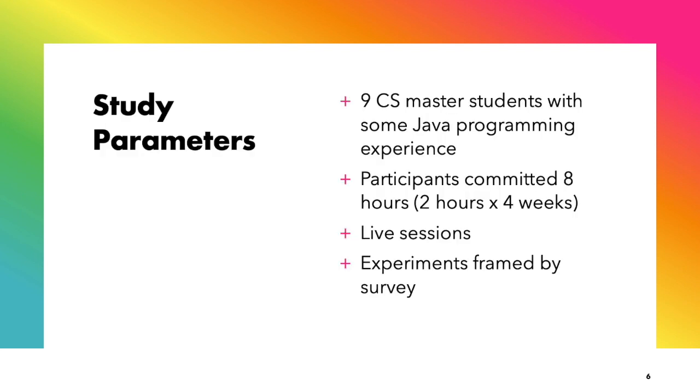For our study, we had 9 computer science master students with some Java programming experience, which meant at least 1 year of Java programming experience in academic or industrial settings. Each participant committed 8 hours overall, distributed over 4 weeks with 2 hours per week. We had live sessions with our participants, so we had more control over what happened during the experiments. And our survey collected data before the study experiments, such as existing experience, and then impressions and observations after the study experiments.